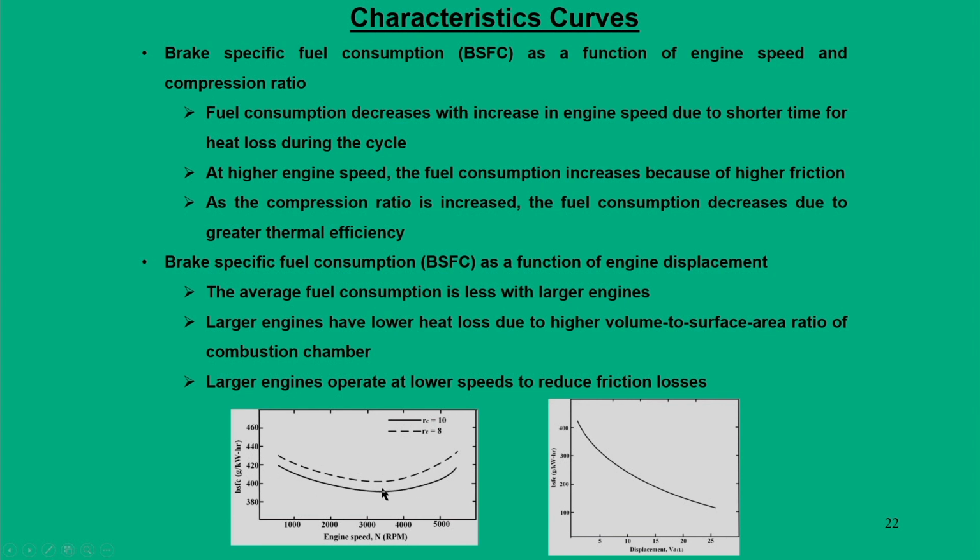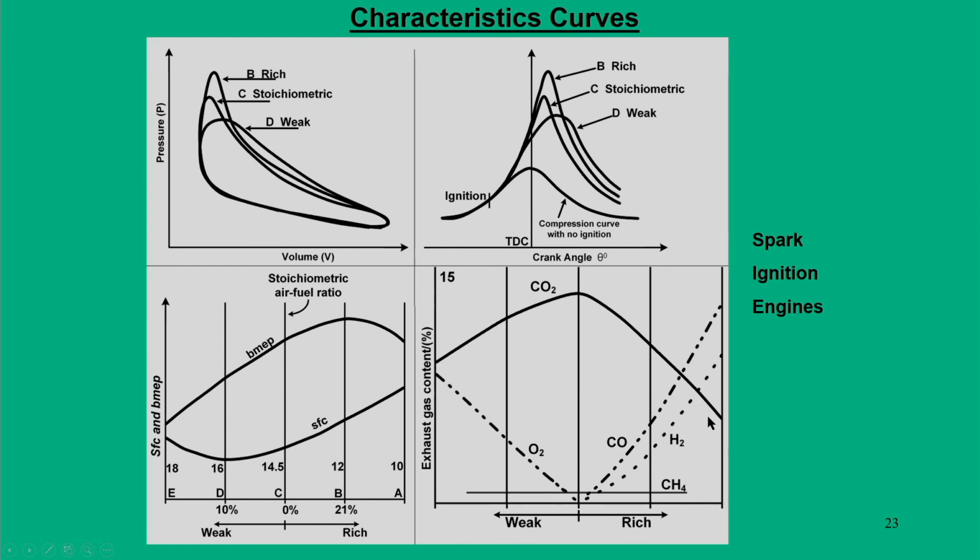With increase in the engine speed, the brake specific fuel consumption drops, as I already mentioned. When you increase the compression ratio, the brake specific fuel consumption also drops. Then there is brake specific fuel consumption as a function of engine displacement. For larger engines, when the displacement increases, the specific fuel consumption also comes down. Other characteristic curves that can be drawn for spark ignition engines include the pressure volume diagram.